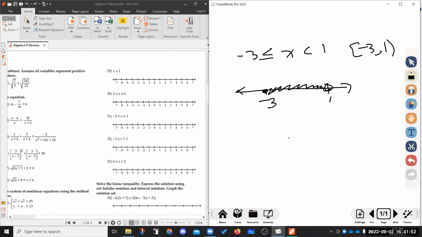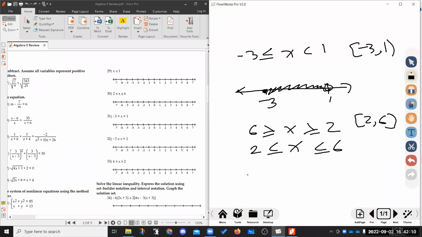And my last one is going to be written as 6 greater than or equal to x greater than or equal to 2, but I always want to write this with the smallest number on the left and the biggest number on the right. So that's really 2 is less than or equal to x is less than or equal to 6. So this is going to be the interval 2 to 6 with both endpoints included. This is 2 and 6, both endpoints included, and I'm going to shade in between.